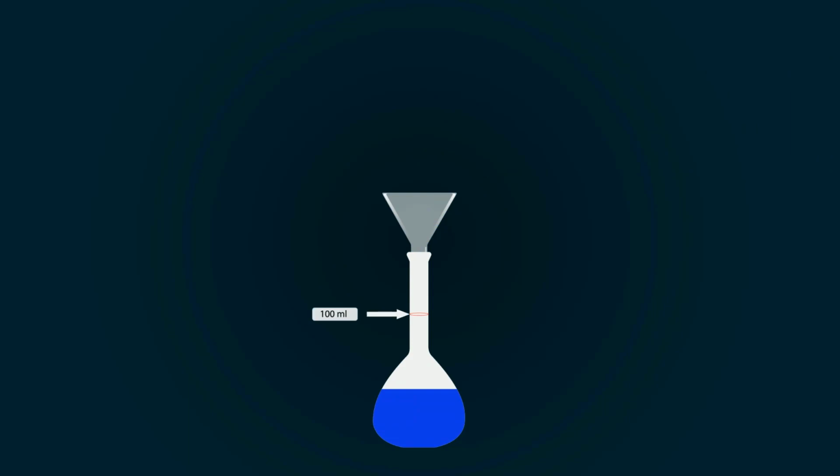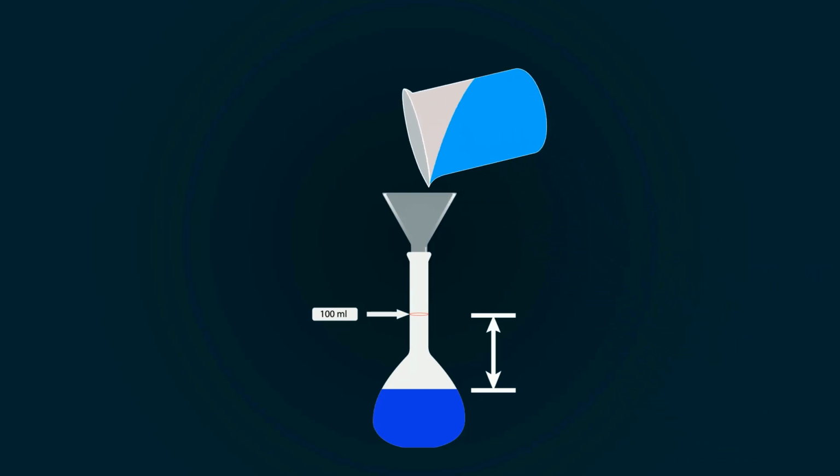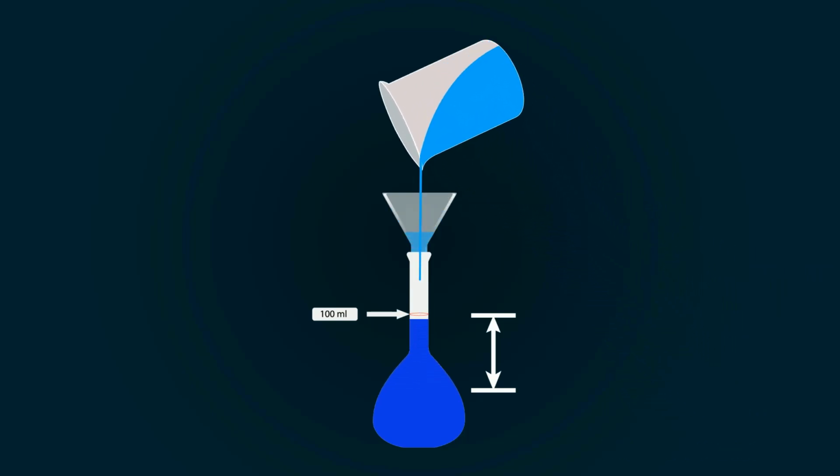You have to fill it up to the 100 milliliters point. For that, you have to add distilled water to it. So, take some distilled water into an empty beaker and pour it into the volumetric flask to fill it up to the 100 milliliters point.